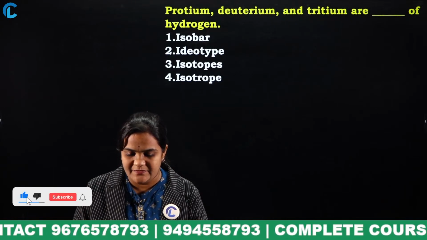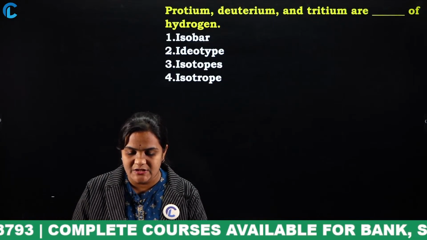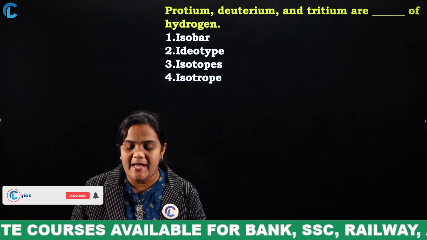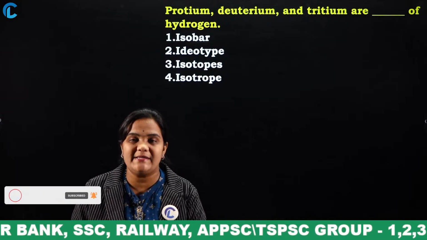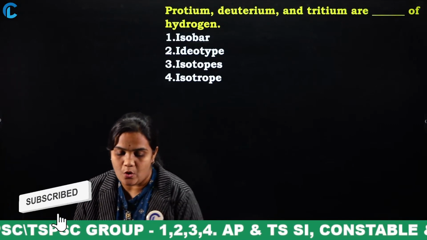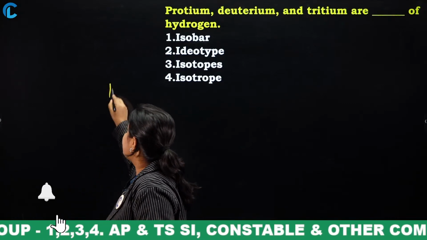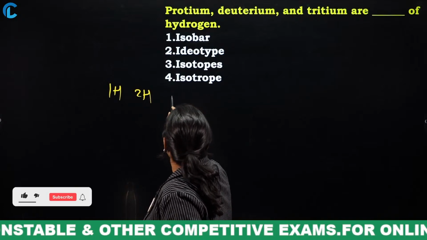Try to get the answer for this question. Protium, deuterium and tritium are dash of hydrogen. If you know what is isotope, what is isotone, what is isobar, you can easily answer this question. What is protium? 1H. What is deuterium? 2H. And what is tritium? 3H.